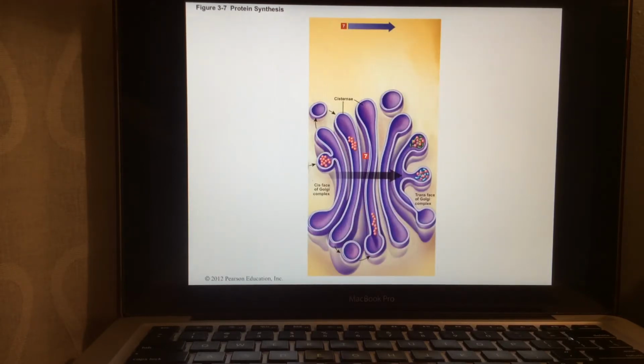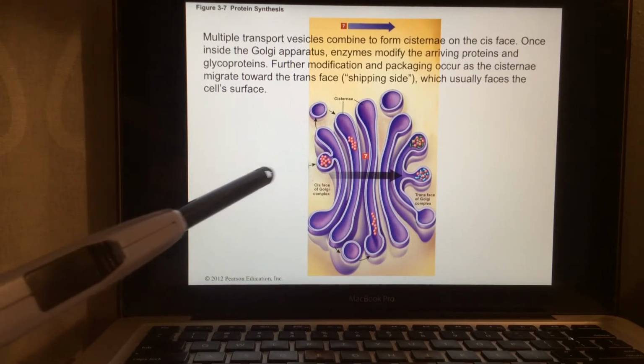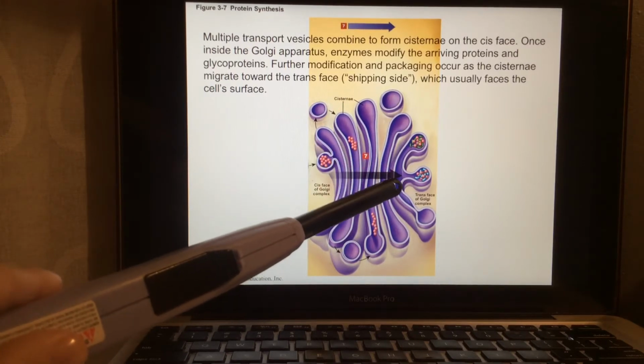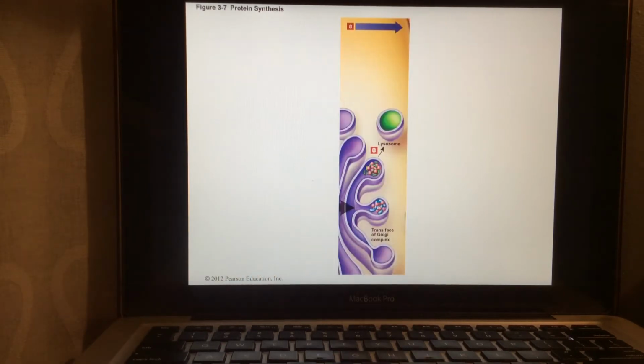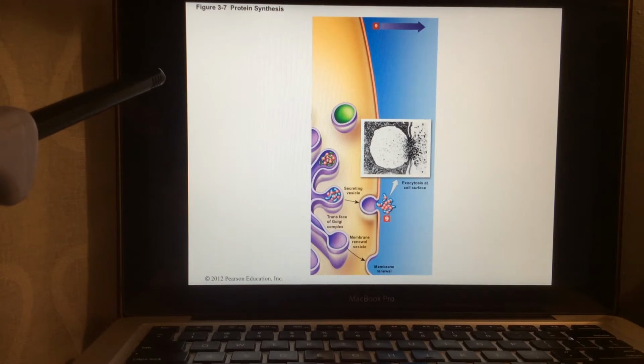So as it goes through the Golgi apparatus, it's going to further modify and package it into something called the secretory vesicle. So it's going to go from the receiving side to the shipping side. And this is done through the secretory vesicles creating a new protein, lipid, or on the different side can become a lysosome. And that's going to contain digestive enzymes.